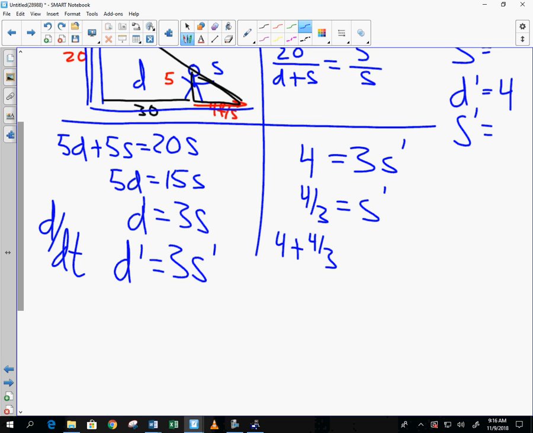I'll try to explain it right after we add this together. 12 over 3 plus 4 over 3 is equal to 16 over 3, or 5.333 feet per second.